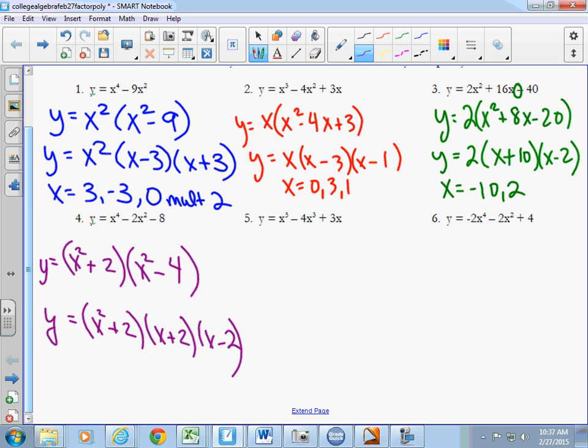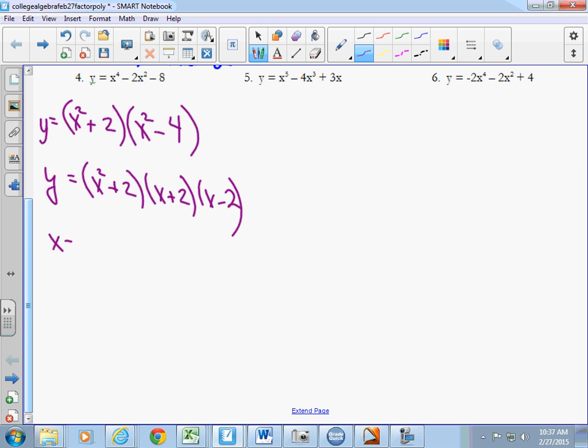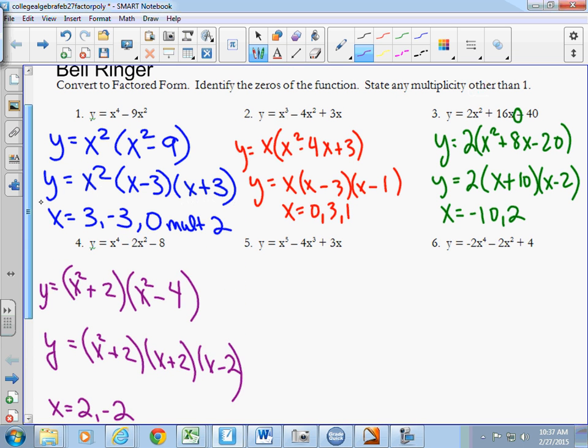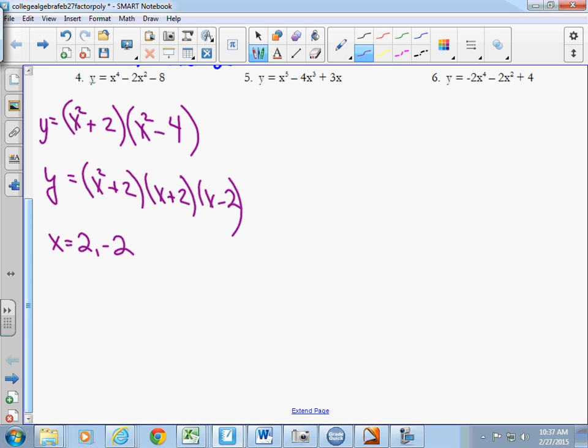Now the obvious zeros are 2 and negative 2. The x squared plus 2 is going to take me a little bit more work. It does say zeros, which gets us into a question we'll talk more about later, but I need to see if x squared plus 2 equals 0. Subtract 2. Take the square root.